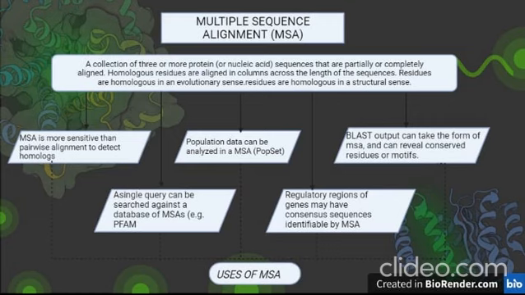Tenth, a single query can be searched against a database of multiple sequence alignments. The best example is Pfam. Now, last but not the least, regulatory regions of genes may have a consensus identifiable by multiple sequence alignment.